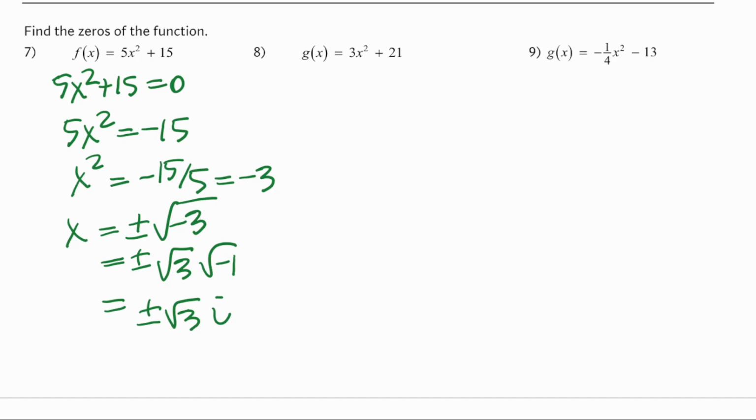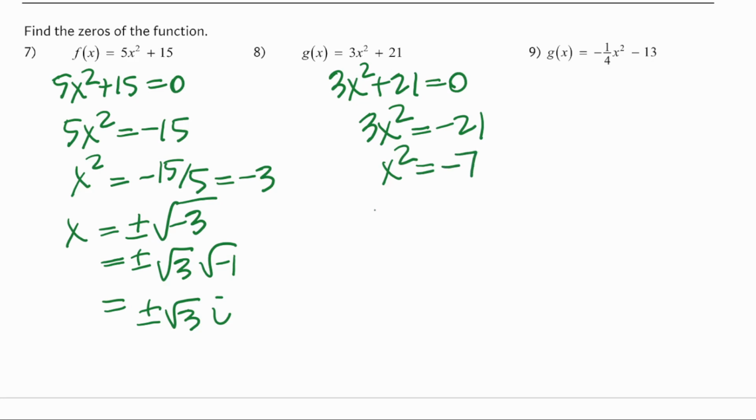With number 8, same thing coming. I've got 3x squared plus 21 equaling 0. Okay, x squared equaling negative 7. Take the square root of both sides. Don't forget that plus minus.